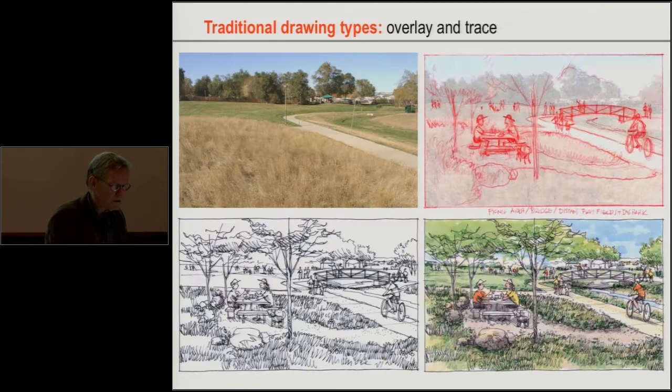If you can take your own photography, then really take a lot of different pictures and try to compose this before you, with the final drawing in mind. So you can see here: original photograph, layering on the park uses, the new bridge, doing the pen and ink drawing, and then coloring it in.